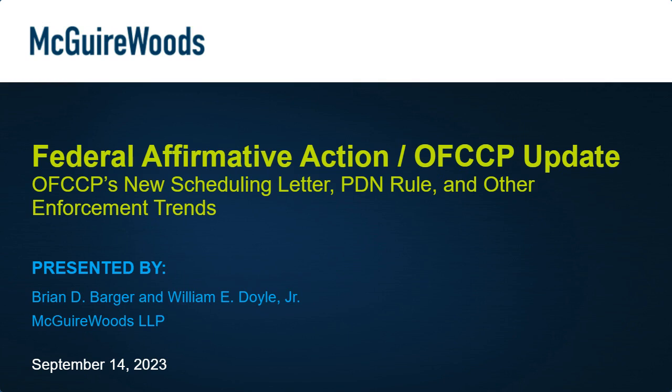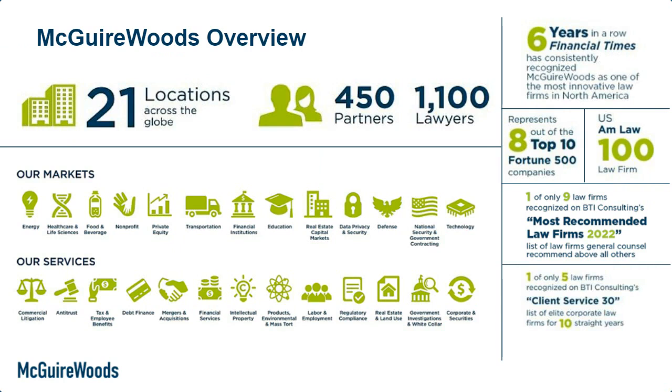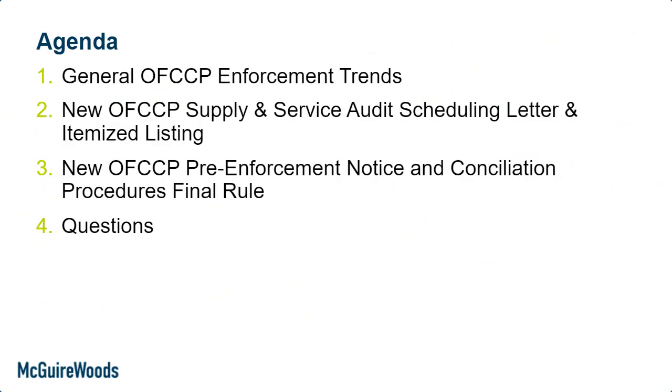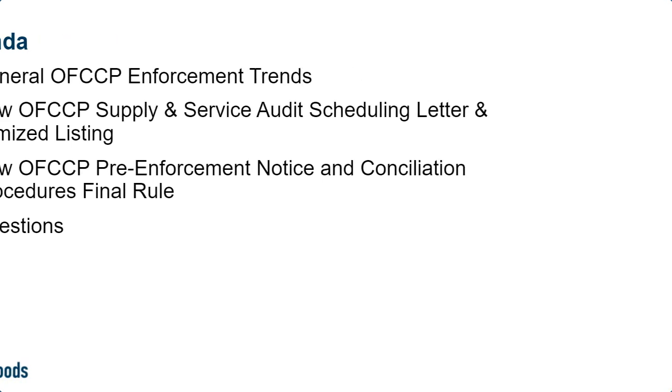So that's it for the instructions. As for our time together, we're going to actually cover three things in addition to questions. The general OFCCP enforcement trends that we've been seeing over the last governmental fiscal year, which ends on September the 30th, the new OFCCP supply and service audit scheduling letter, an itemized listing that was published at the very end of August, and the new OFCCP pre-enforcement notice and conciliation procedures final rule, otherwise known as the PDN rule, which was issued on August the 9th.